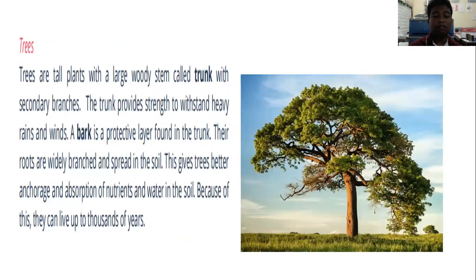Trees are examples of terrestrial plants. Trees are tall plants with a large woody stem called a trunk with secondary branches. The trunk provides strength to withstand heavy rains and winds. A bark is a protective layer found on the trunk. Their roots are widely branched and spread in soil. This gives trees better anchorage and absorption of nutrients and water in the soil.